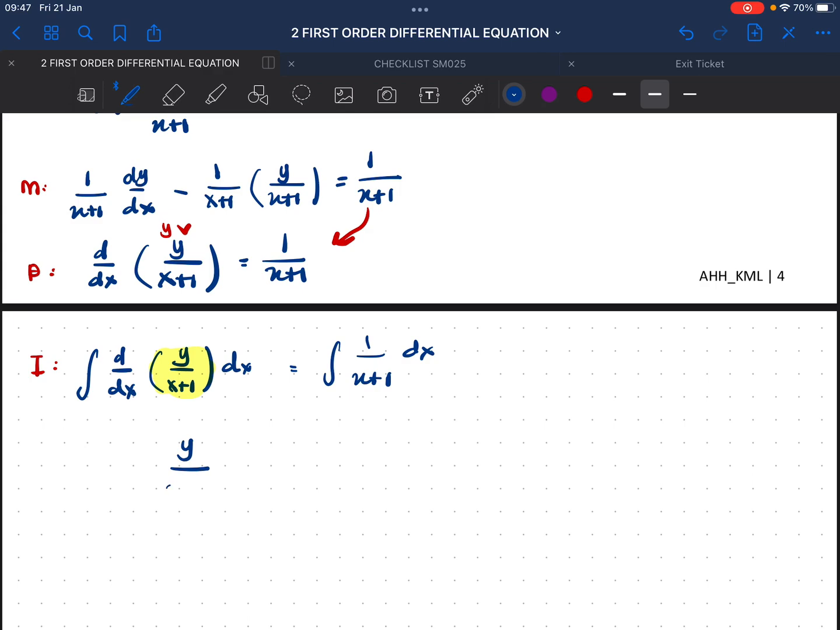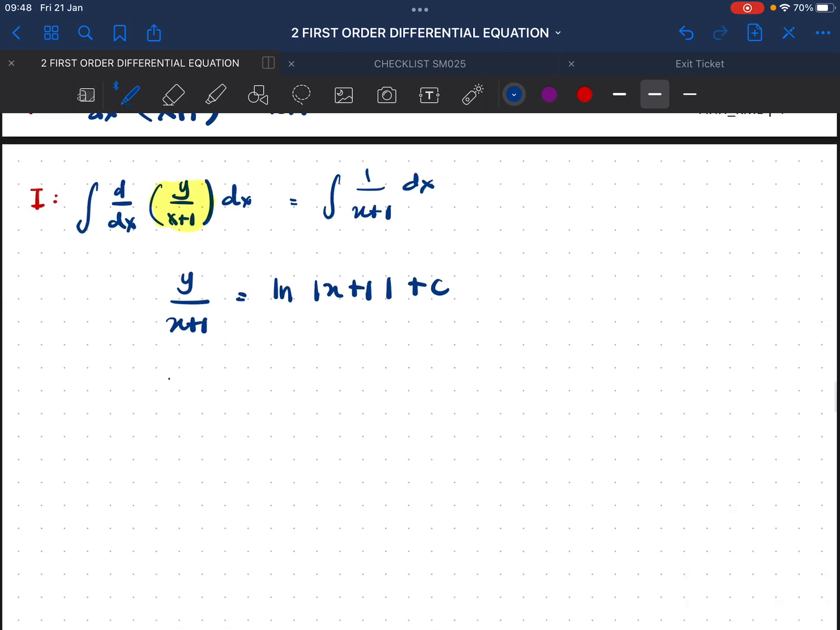So y over x plus 1. So basically the only thing that you have to do here is integrate this here. Okay, so that will get us ln modulus x plus 1 plus c. Okay, as I said before that for integrating factor, y has to be the subject. So we have to multiply x plus 1 on the right hand side.